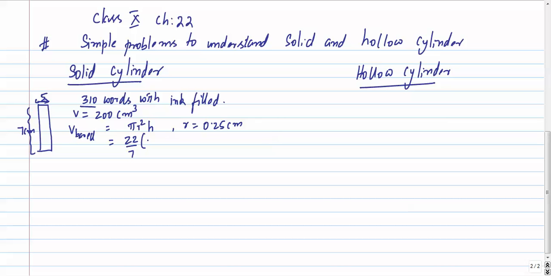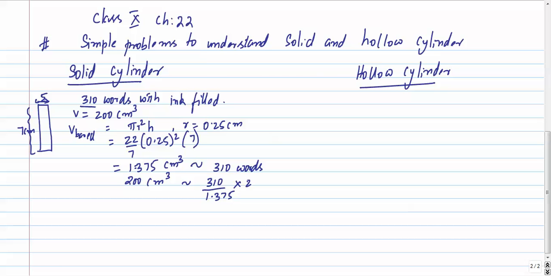So this comes to 22 by 7 into 0.25 whole square into 7, that is nothing but 1.375 centimeter cube. This volume can write 310 words. If this is the case, how many words can 200 centimeter cube write? This is nothing but 310 upon 1.375 into 200. So these many words can be written.